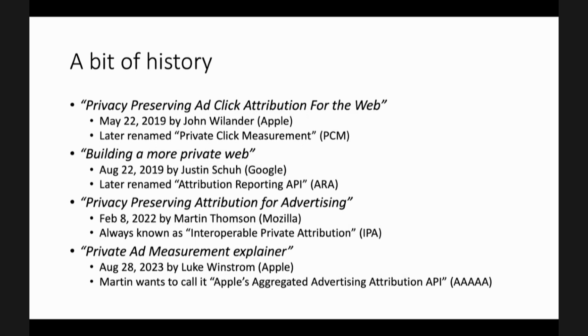And then, following up, my friends at Meta and I collaborated together with the folks at Mozilla, and we co-proposed a third idea called Interoperable Private Attribution. We proposed that back around January-February of 2022. Martin's post on the Mozilla blog is from February 8th, 2022.